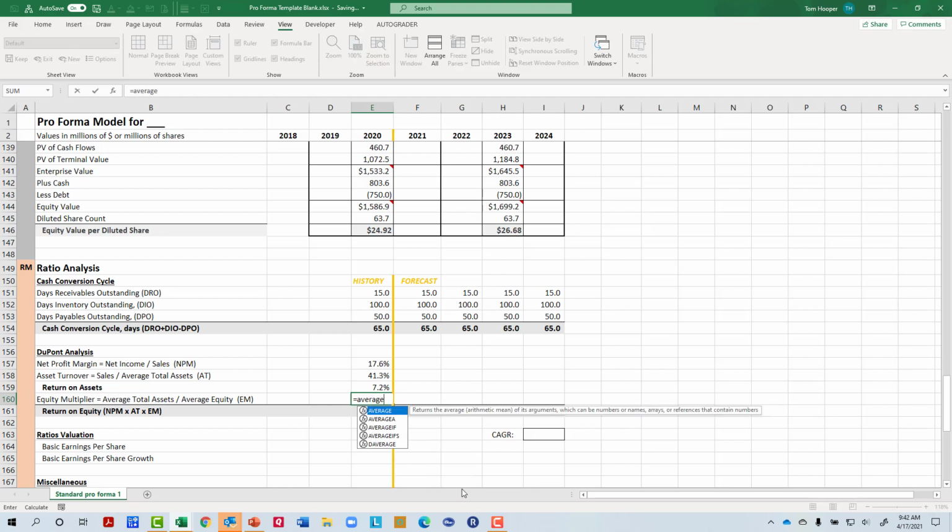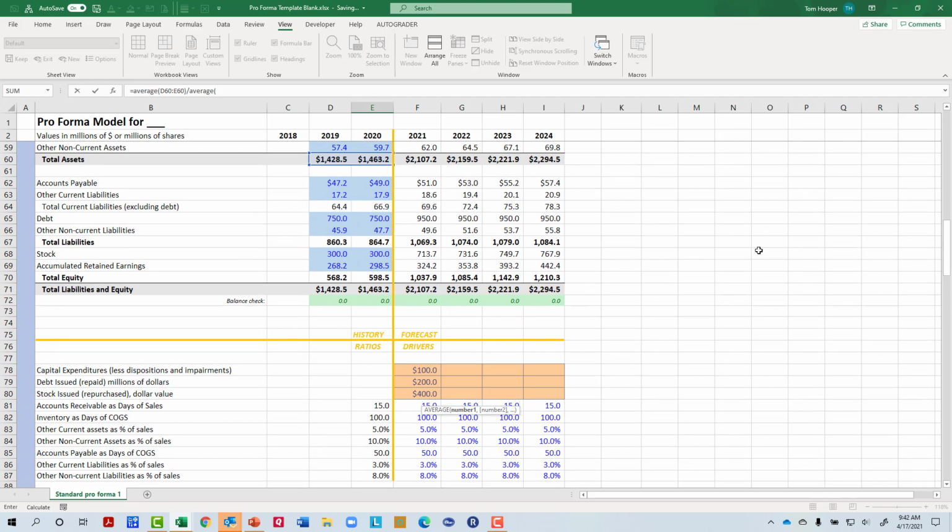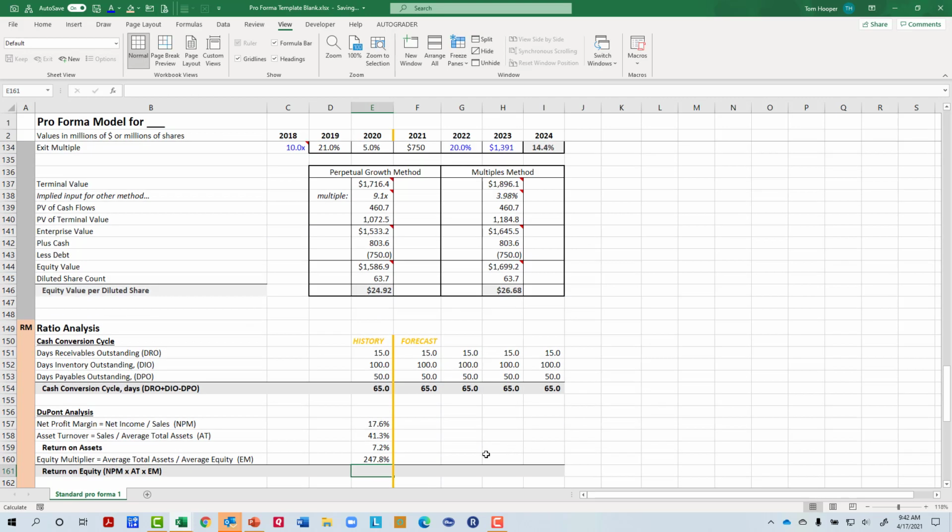What's the average total assets? Let me cheat and see that total assets was on D60 and E60. So average of D60 and E60, divided by the average equity. We'll pull that off the balance sheet. Total equity at the beginning and the end of the current year, with the right parentheses. And that says that we've got a fair amount of leverage here.